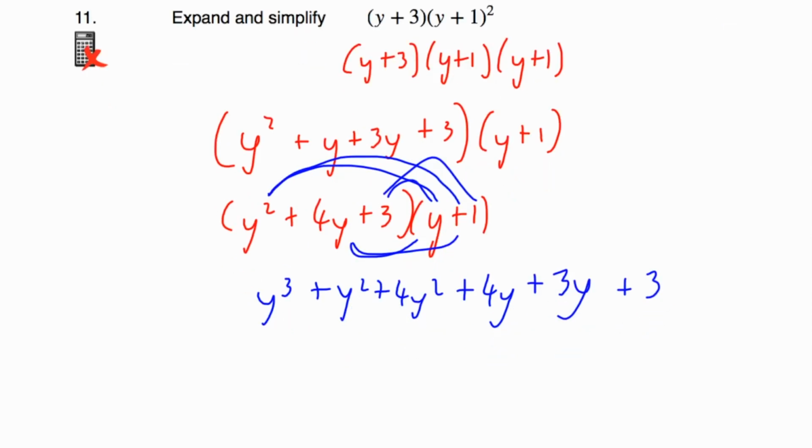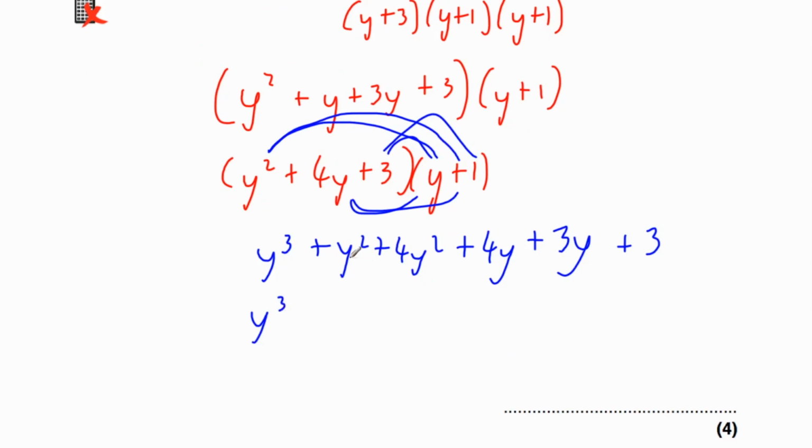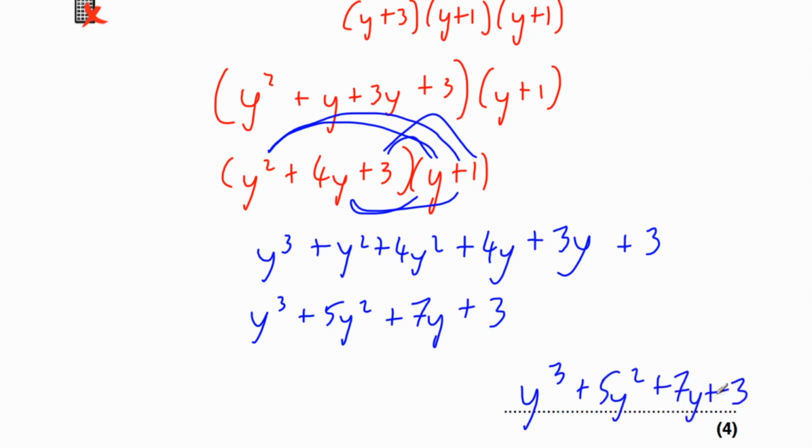Now let's collect our like terms and see what we get. So we've got y cubed. We've got y squared plus 4y squared. That's plus 5y squared. We've got 4y plus 3y. That's plus 7y, and then plus 3. So the answer would be y cubed plus 5y squared plus 7y plus 3. And that's it. Okay, let's have a look at our next question.